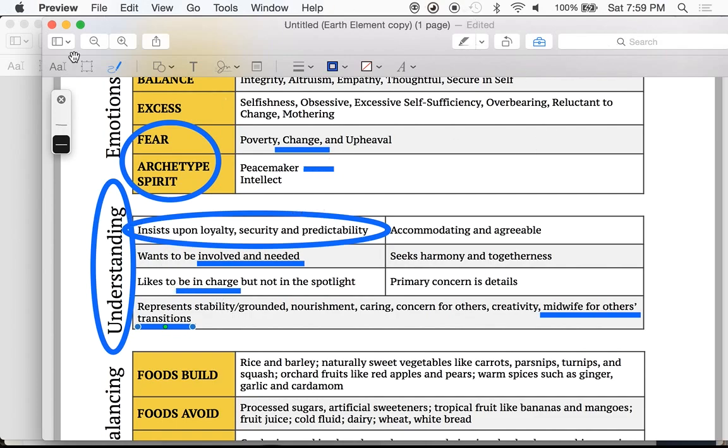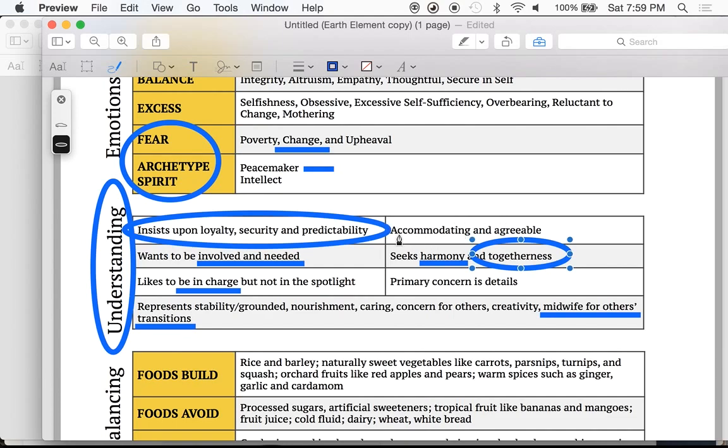They seek harmony. We skipped that one. I don't want to skip that one. Seeks harmony and togetherness. So don't misunderstand the stability factor with them being loners. They're not loners by any means. They like together time, but it needs to be in harmony. That's where the stability comes in. They're peacemakers, harmony. But they do like being together with family and loved ones. And that is an important part of them.